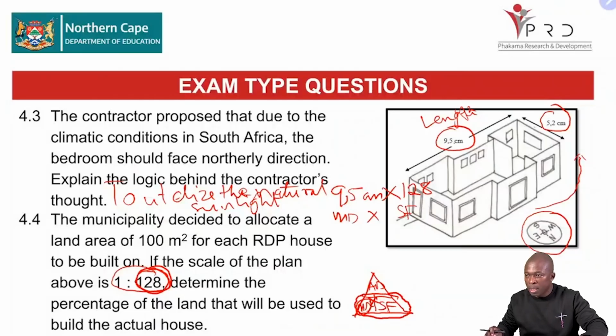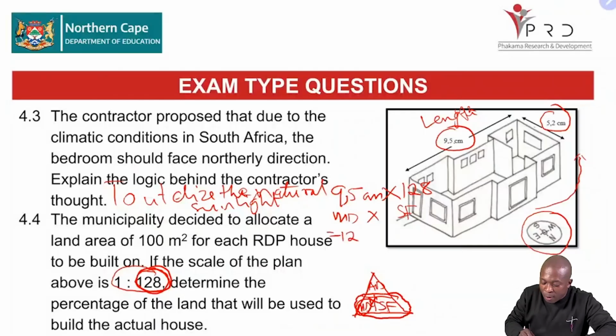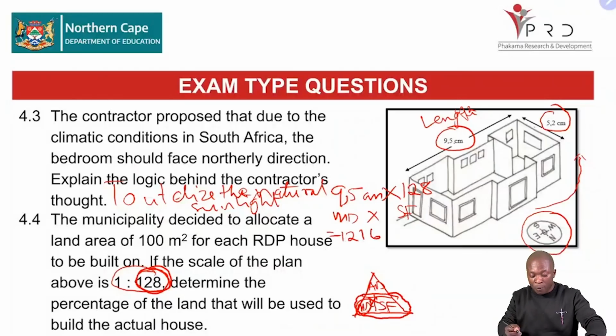128. Then you press your equal sign. So now that you have 9.5 multiplied by 128, what did your calculator give you? Good. 1,216. But remember, which unit are we measuring here? It is centimeters. So we need to convert.